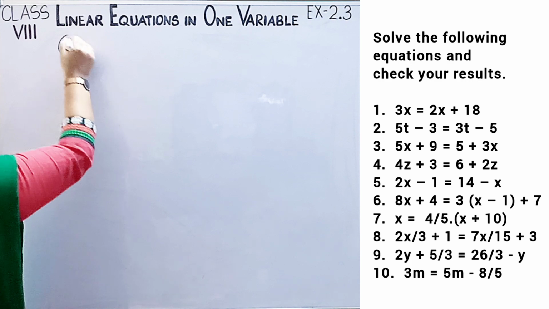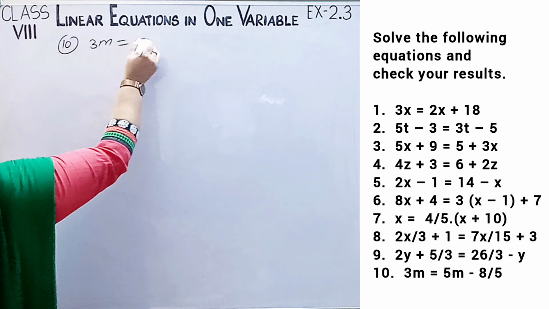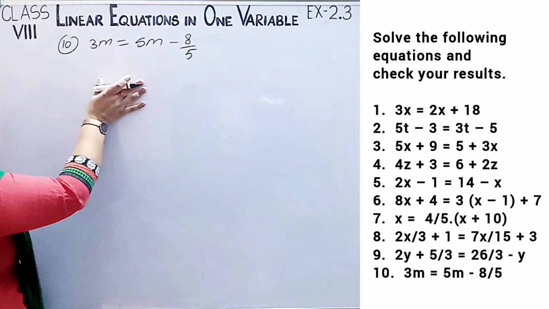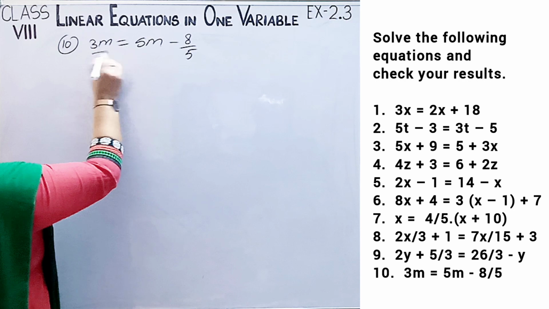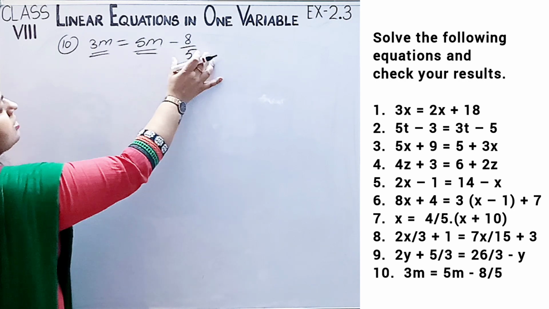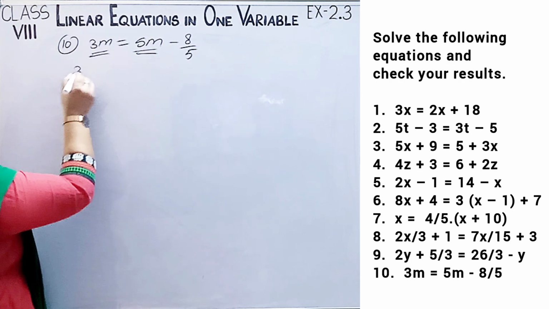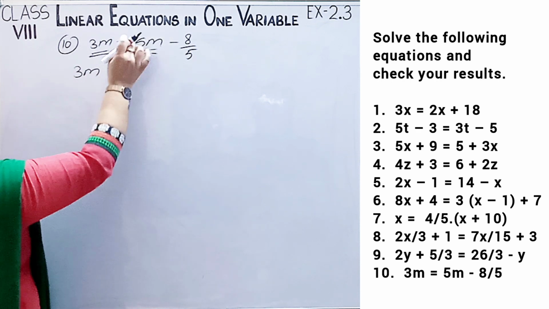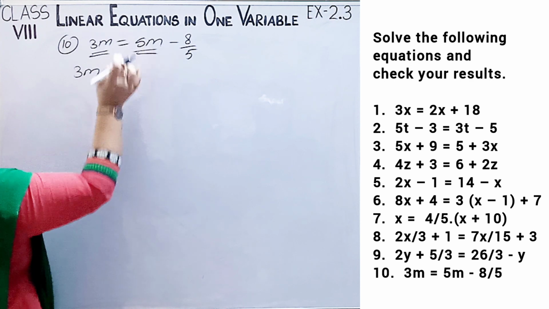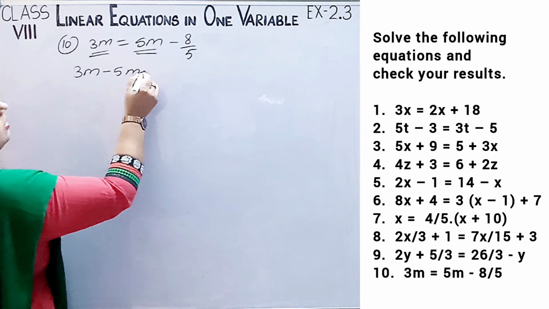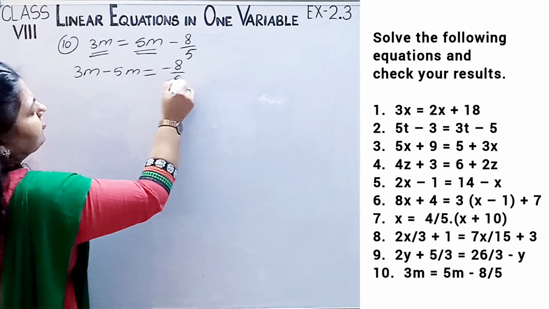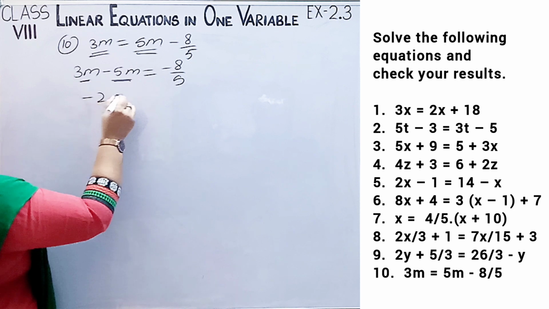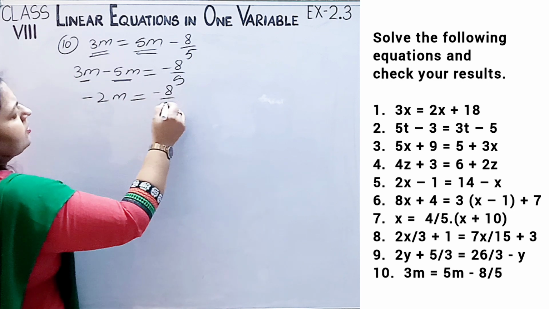Question number 10. 3m equal to 5m minus 8 upon 5. The first step, we know that we have to separate variables from constants. So 3m, transposing 5m from right to left, it will become minus because it has a plus sign, equal to minus 8 upon 5. Now 3m minus 5m we get minus 2m equal to minus 8 upon 5.